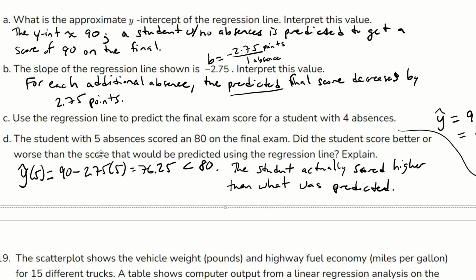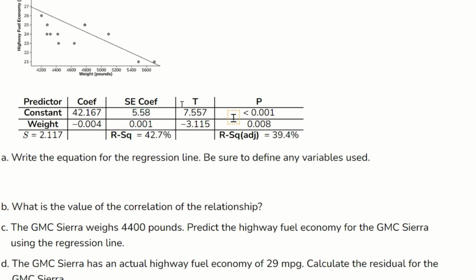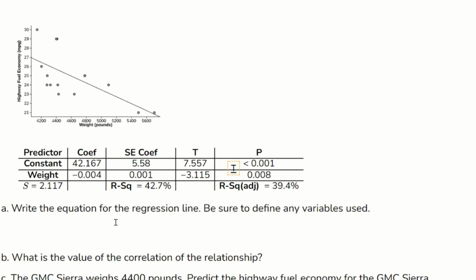Okay, so that takes care of number 18. So let's go to number 19. The scatter plot shows the vehicle weight in pounds and highway fuel economy in miles per gallon for 15 different trucks. A table shows computer output from a linear regression analysis on the data. Okay, so write the equation for the regression line. Be sure to define any variables that were used.